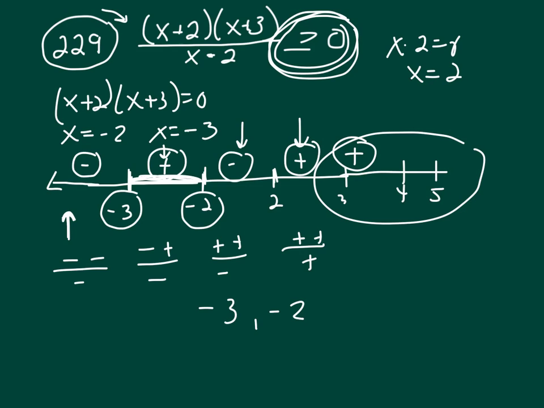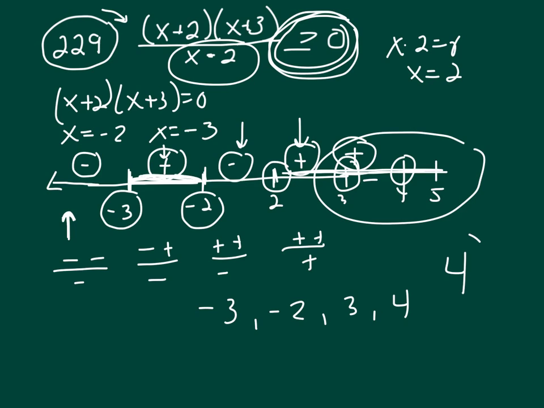So we have a -3, a -2. That gave me positive. This gives me positive. But we can't let x be 2 because that makes the denominator equal to 0. But 3 and 4 are integers that are less than 5, and they're in the region that makes it positive. So how many integers are less than 5 that satisfy the inequality? 4.